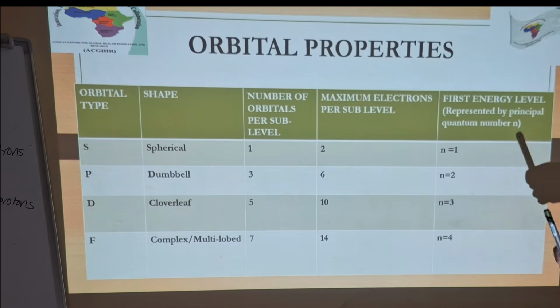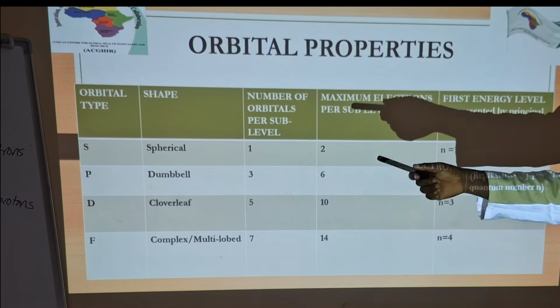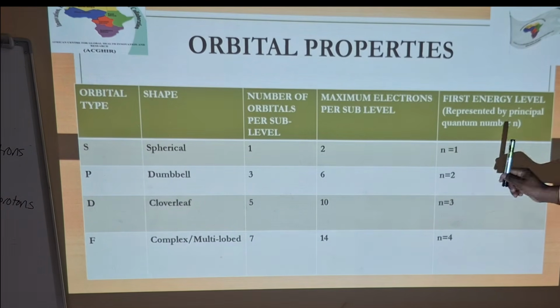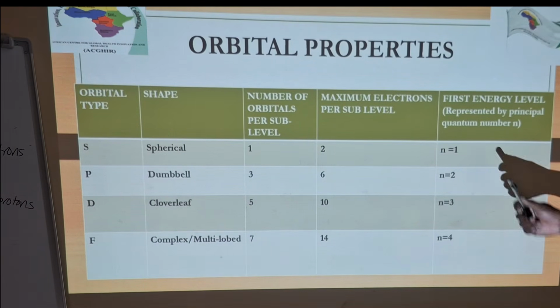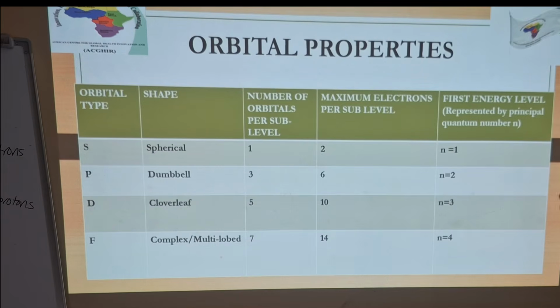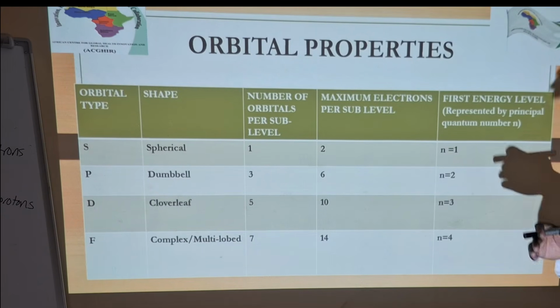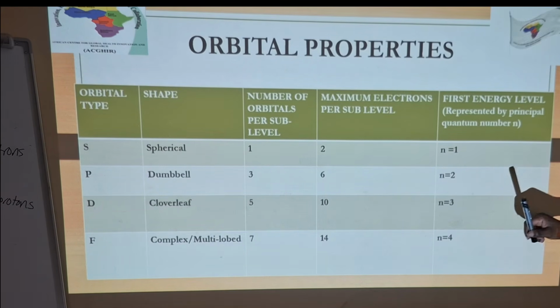They correspond to the energy level represented by principal quantum number n. So basically, S orbitals are found in the first energy level, n is equal to 1. P orbital, second energy level, n is equal to 2. D orbital, third energy level, n is equal to 3. F orbital, fourth energy level, n is equal to 4.